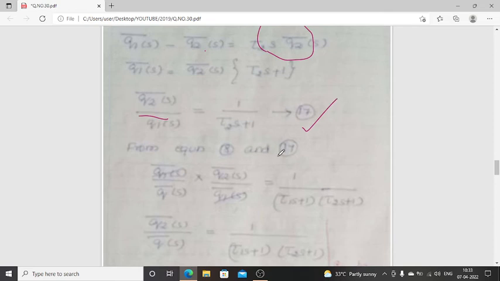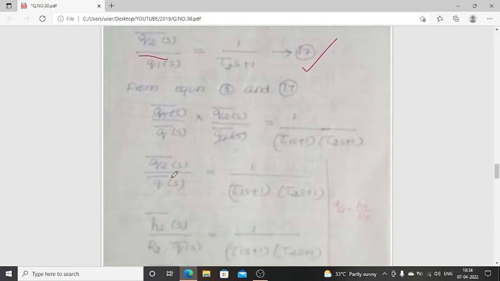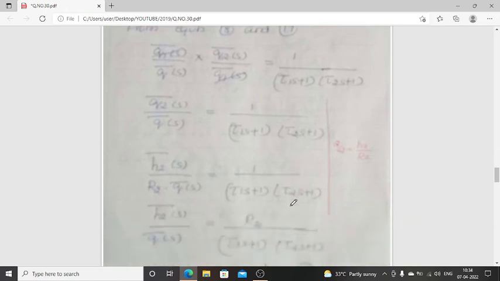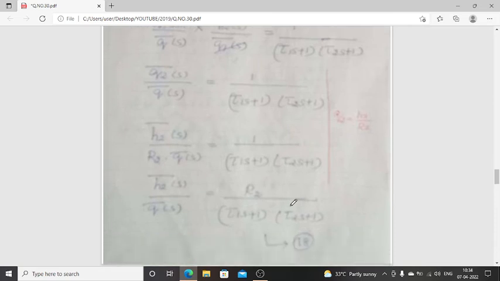From equation 8 and 17, the 8th expression is for tank 1 and the 17th expression is for tank 2. From that, the overall transfer function Q2 bar of S divided by Q bar of S is equal to 1 by (tau 1 S plus 1) into (tau 2 S plus 1). So this is a multi-capacity control system.